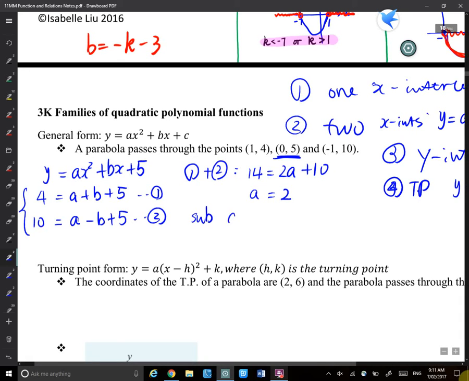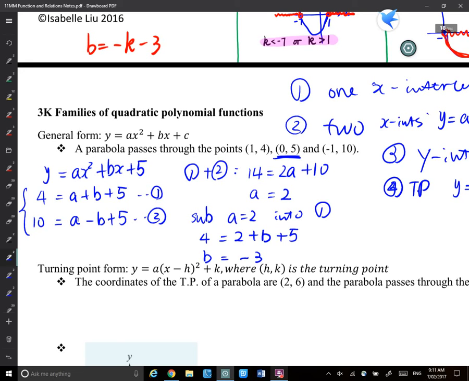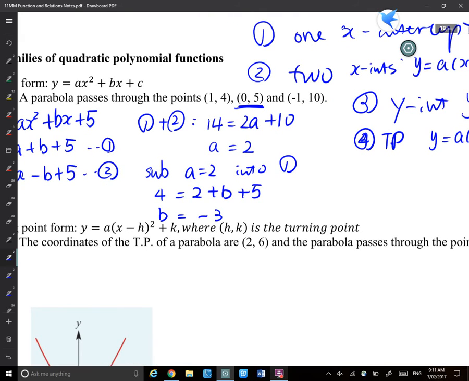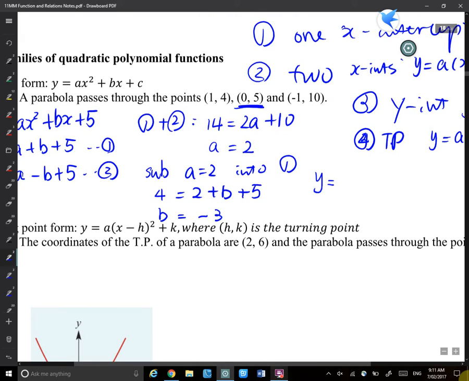I can substitute a equals 2 into equation number 1. I have 4 equals 2 plus b plus 5. So b will be negative 3: 4 minus 2 is 2, 2 minus 5 is negative 3. So this equation will be y equals 2x squared minus 3x plus 5.